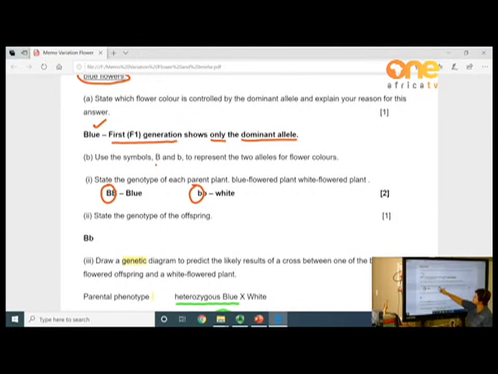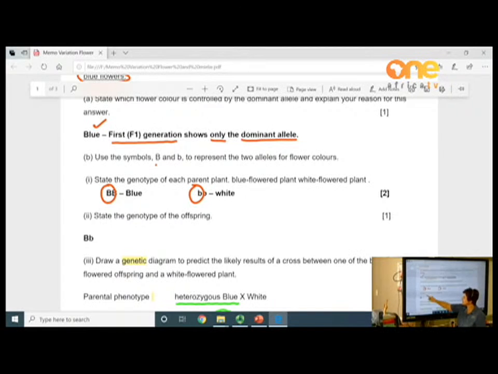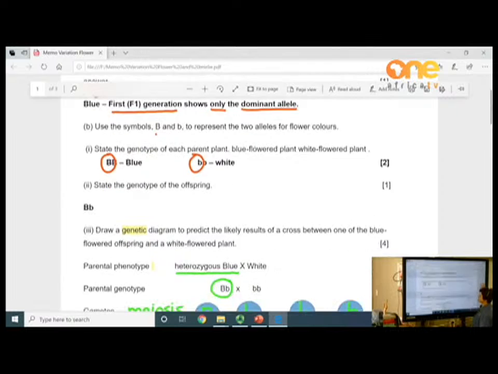Use the symbols capital B, small b to represent the two alleles. So each parent was capital B, capital B, or small b, small b. And the genotype of the offspring will be one from there, one from there. Because during meiosis, gametes form and there's only one allele per gamete. And there we have the offspring.